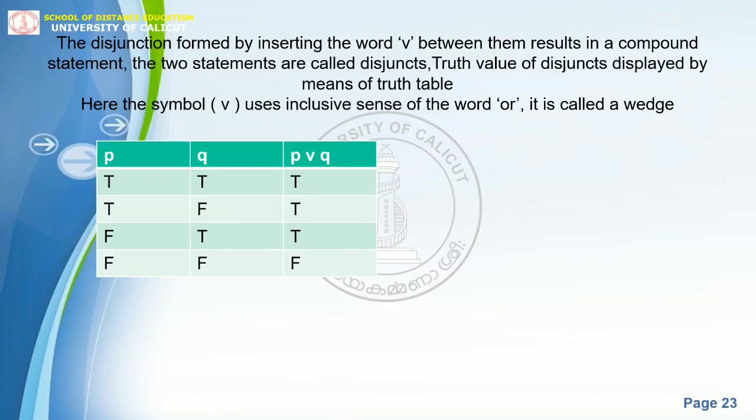The disjunction formed by inserting the word or, symbolized by V, between two statements results in a compound statement. The two statements are called disjuncts. The truth value of disjunctions is displayed by means of a truth table. But here the symbol V uses the inclusive sense of the word or; it is called a wedge.